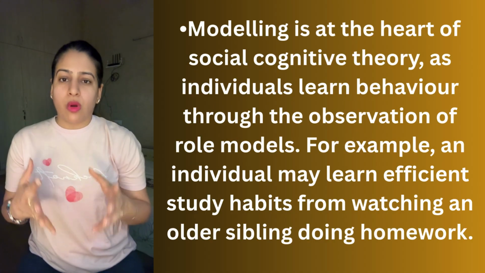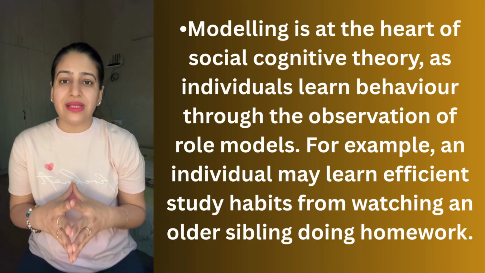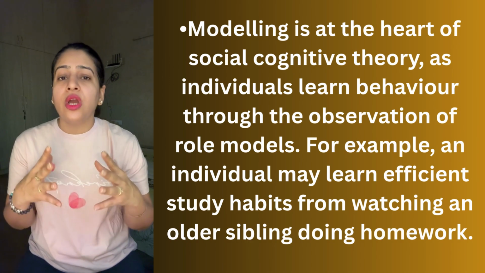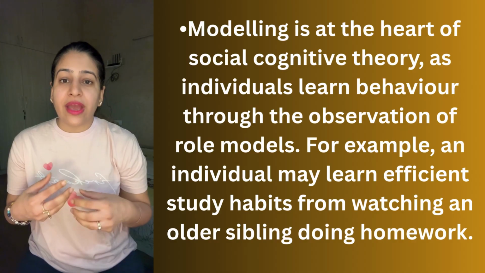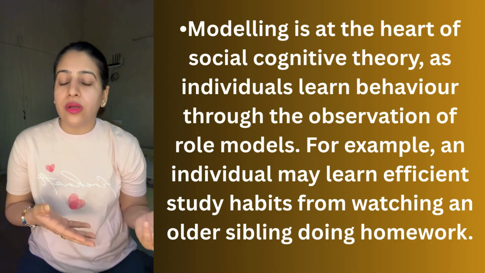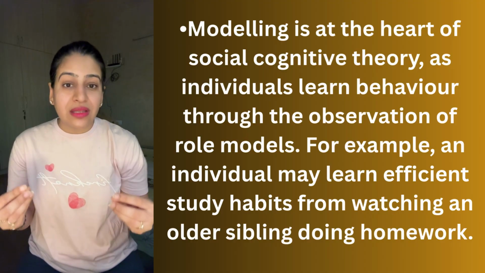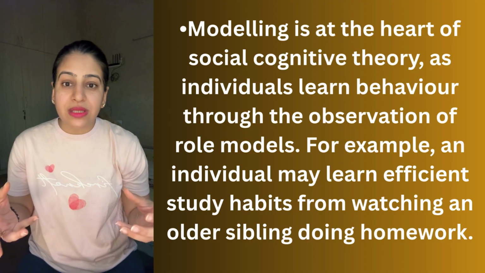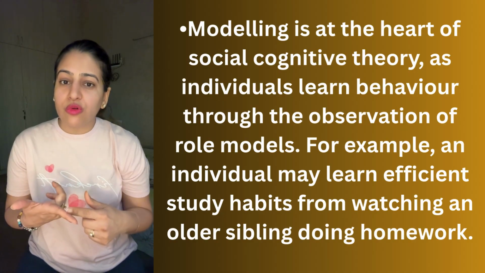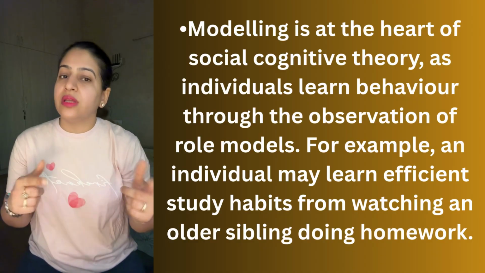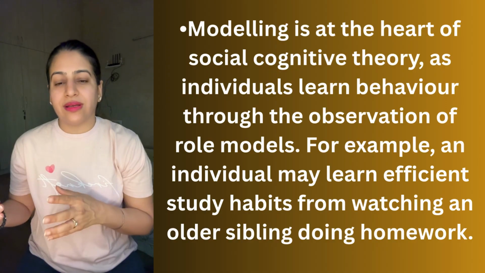The second is modeling. It is at the heart of social cognitive theory. What it means is that an individual learns behavior through the observation of role models. For example, an individual may learn efficient study habits from watching an older sibling doing homework. Children learn from what they see. If they see their parents working hard, keeping the house clean, they will also learn the same thing. If they see their parents eating junk food or being on their mobile all the time, they too are going to do the same thing. So this is known as learning from modeling.